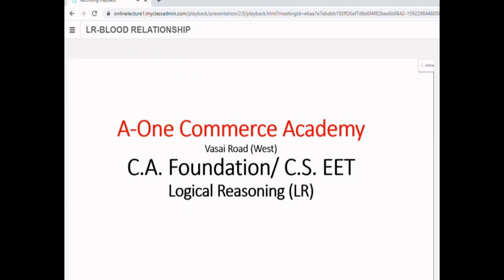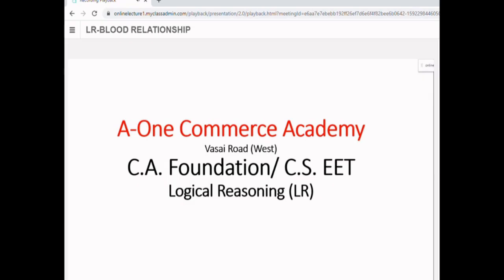So for CA foundation, today we are starting with a new topic called blurred relation. In syllogism, there is one point to be explained to you. We did everything, but I'll do it once I finish with LR, maybe tomorrow and day after tomorrow. At the end, question number 25, we solved it correctly, but there is another easy method of solving that particular question. I'll discuss that later.